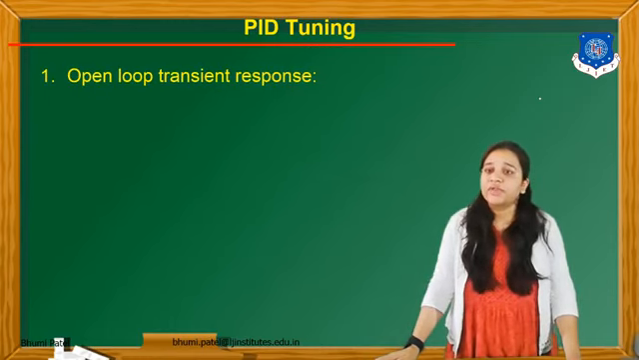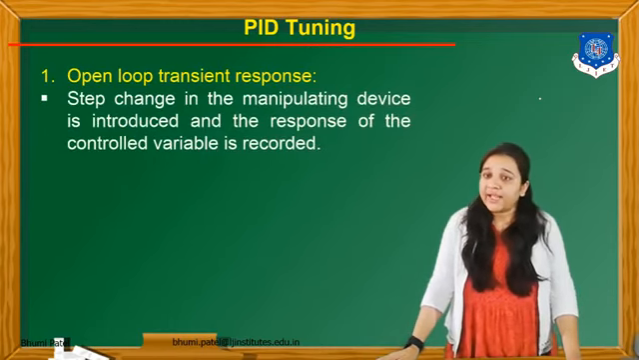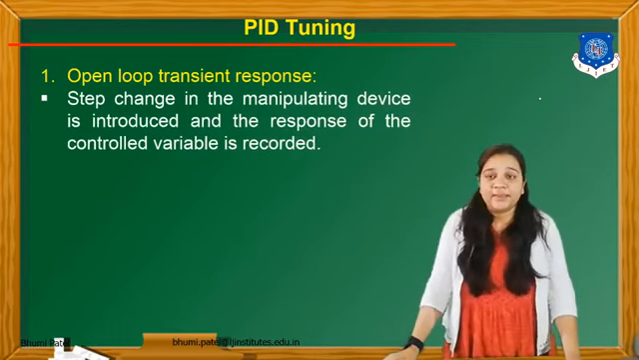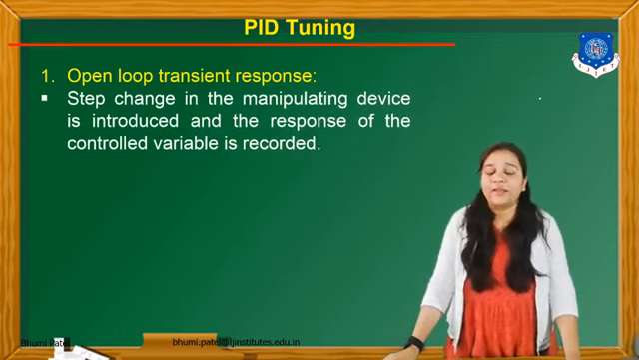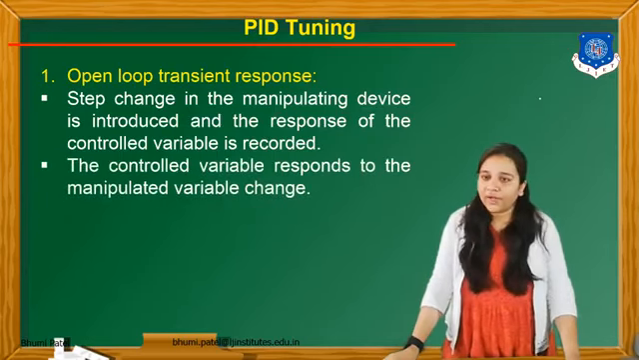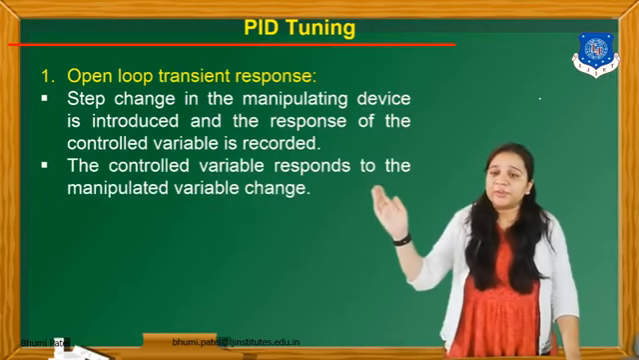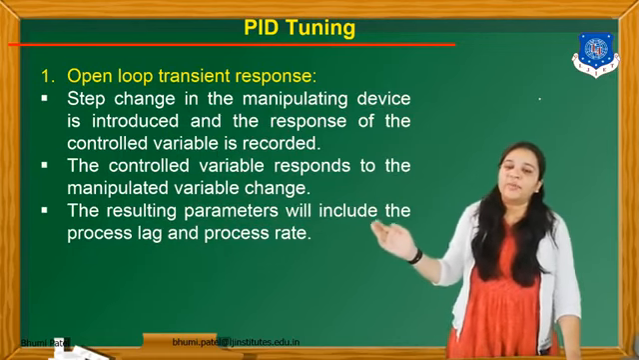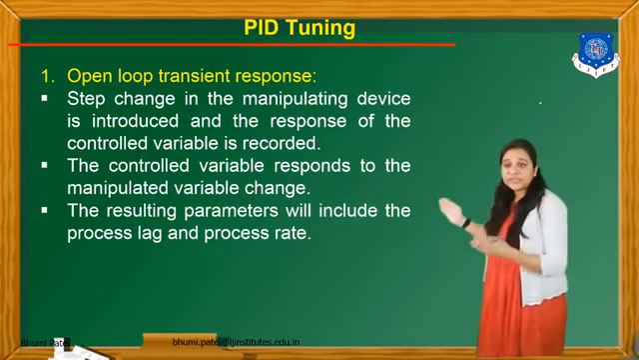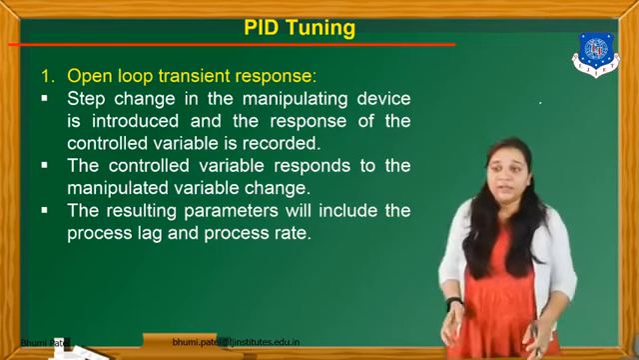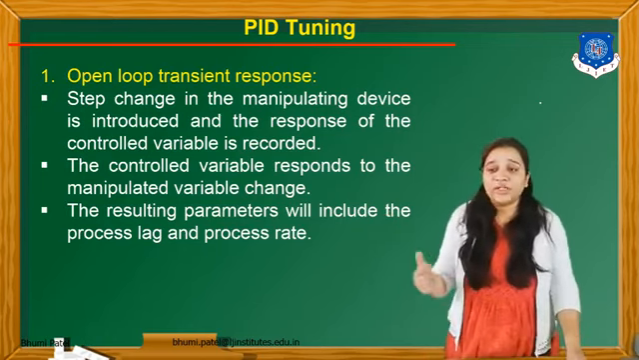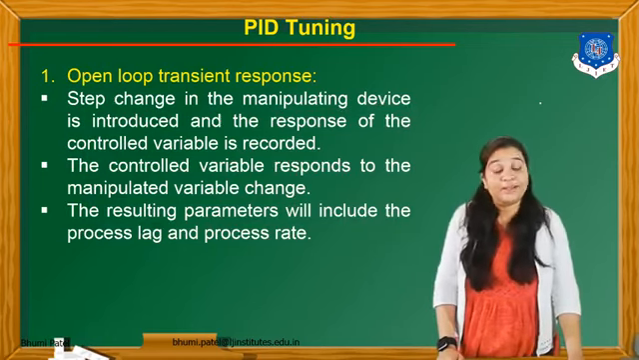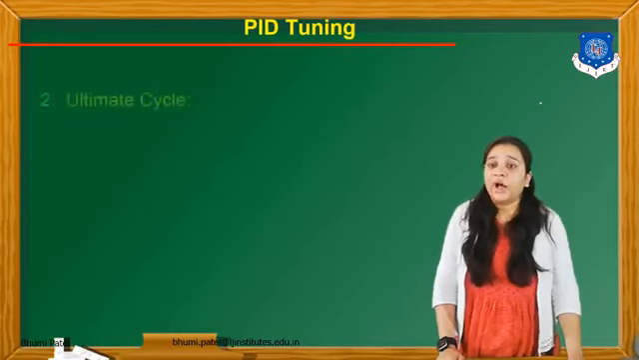Now the next one is a step change in the manipulating device is introduced, and the response of the control variable we have to record. Now the control variable responds to the manipulated variable change, and the resulting parameters will include the process lag and the process rate. Already you have to study what is the process lag and the process rate in the PID tuning.